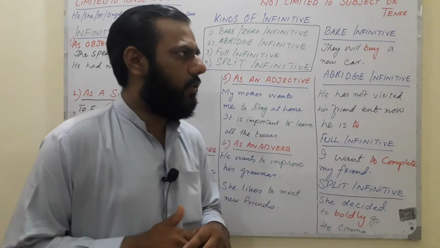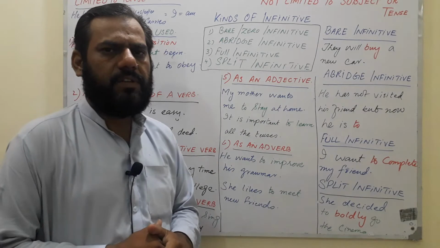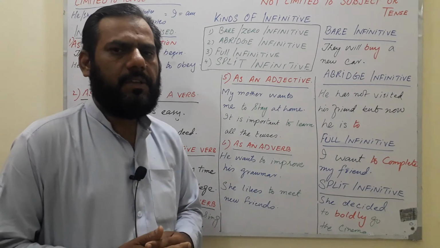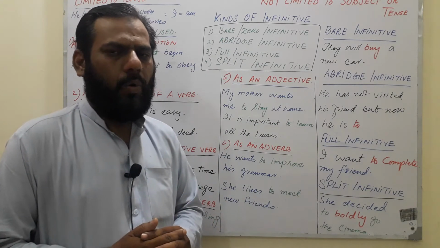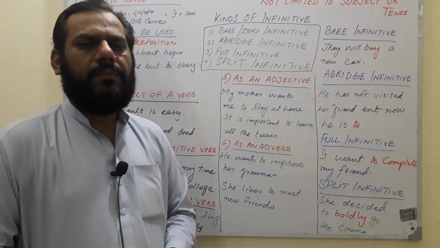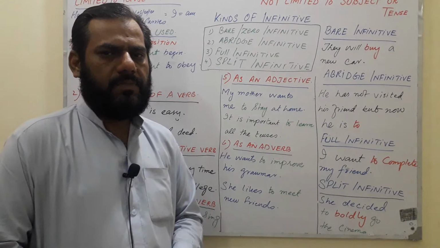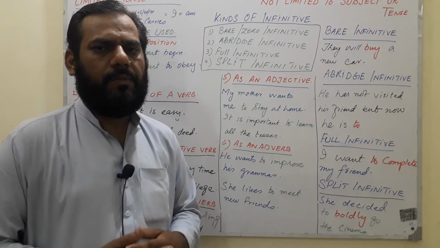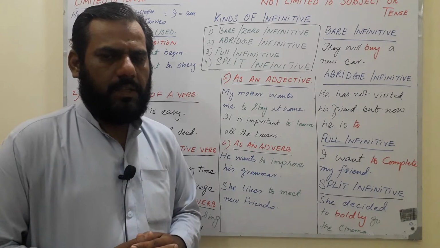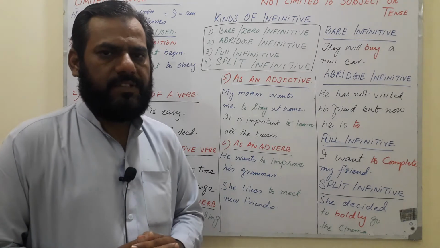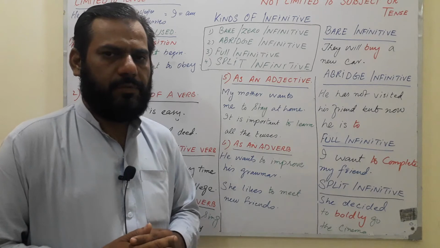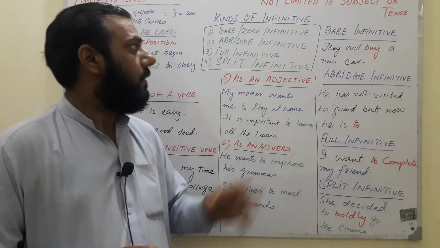The second one is non-finite. In other words, it has a very famous known name, infinitive. What is infinitive? An infinitive actually is a base form. When you use the first form of the verb, that is called infinitive. But you will have to understand a bit more. Don't be confused, it's very easy to understand.